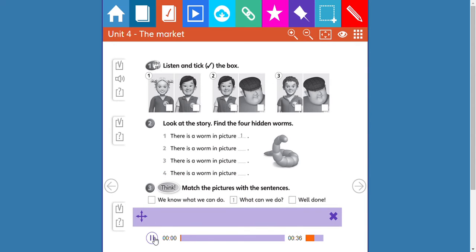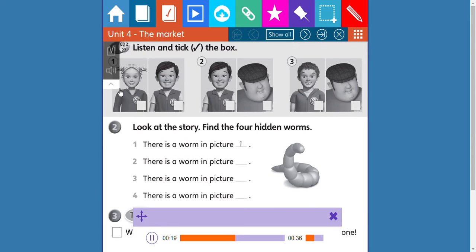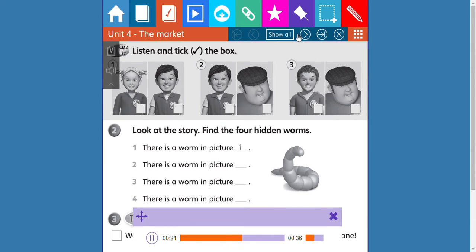Workbook, page 50. 1. Listen and tick the box. 1. What can we do? 2. Apples! Nice sweet apples! 3. A box of good apples and a box of bad apples.